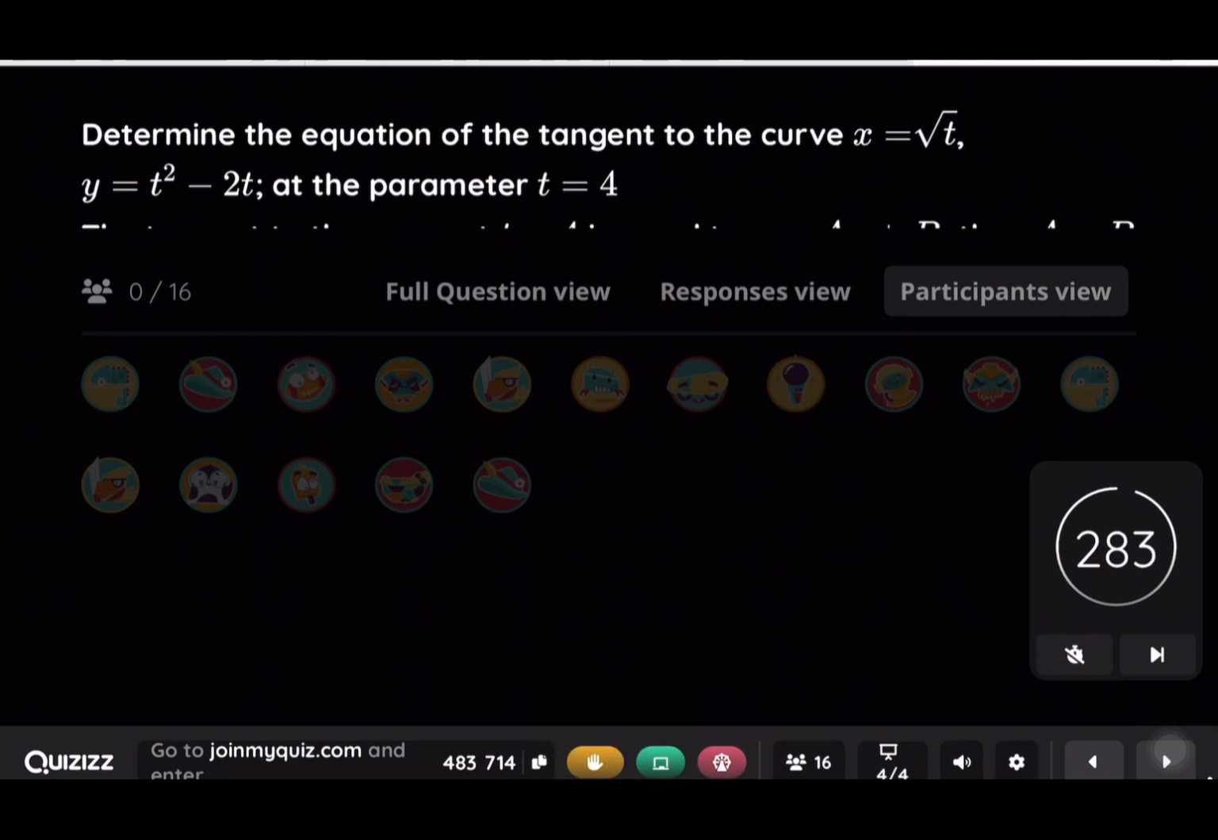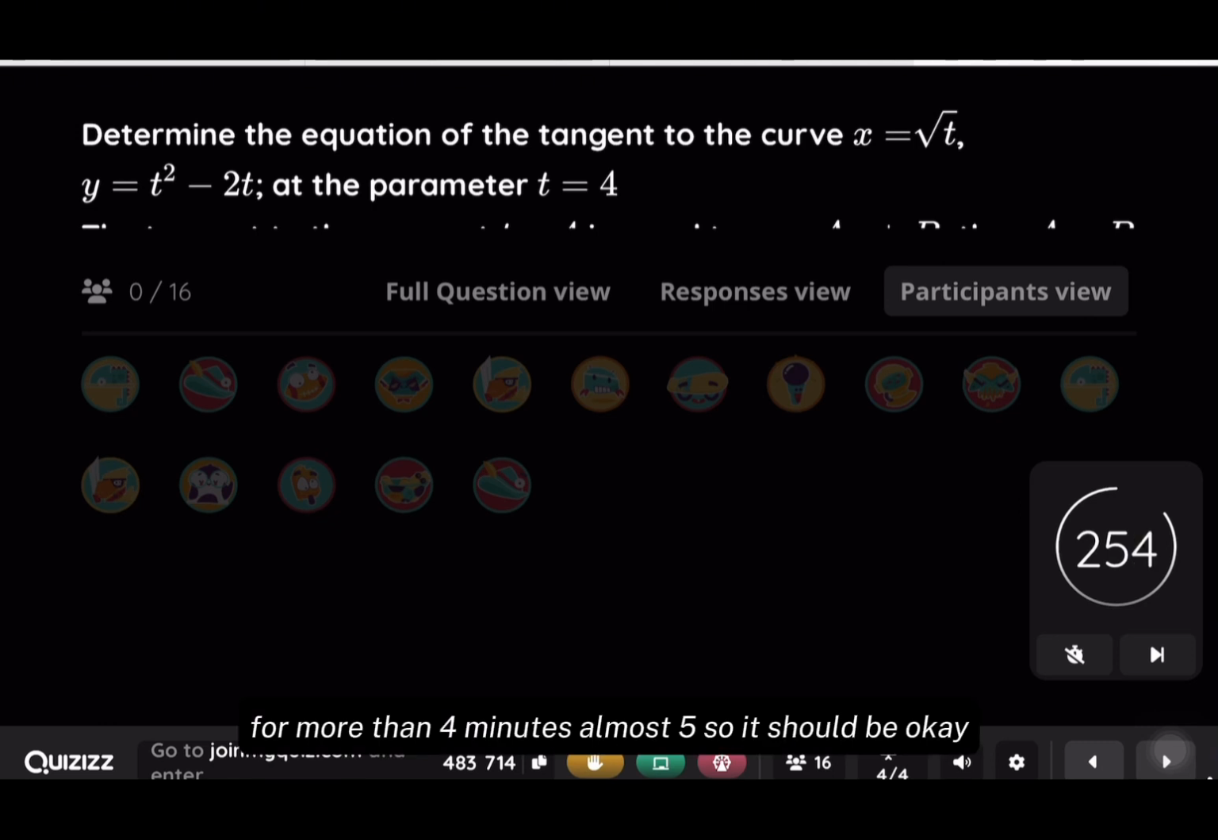If you need to write the equation, it's pretty difficult to do in this quiz. So I'm focused on the coefficient, the constant. So do the same thing as we did before. Plug in the t for the dy over dx, and that will be your slope. I think I gave you more than 4 minutes, almost 5, so it should be okay.